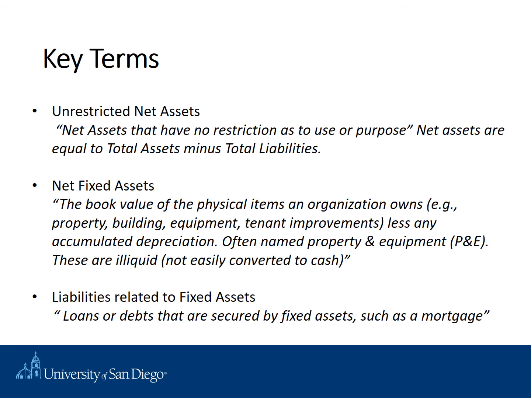Our third one, liabilities related to fixed assets, are liabilities or debts that are related to fixed assets, usually such as a mortgage for a building or a loan for equipment. Make sure to include any current portion of long-term debt that may be included in the current liabilities, if there is a long-term debt related to the fixed assets. If you have current liabilities, they will be listed in your balance sheet under the liabilities section.